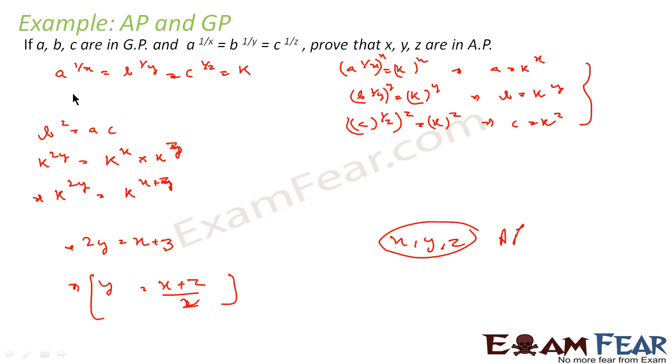Very simple. What we have done: we were told that a to the power 1 by x is equal to b to the power 1 by y is equal to c to the power 1 by z. We have taken this as constant. We found the value of a, b and c: a is equal to k to the power x, b is equal to k to the power y and c is equal to k to the power z. Since a, b, c are in GP, we have used the formula b square is equal to ac. We have solved this and we got that y is equal to x plus z by 2, which proves that x, y, z are in AP.